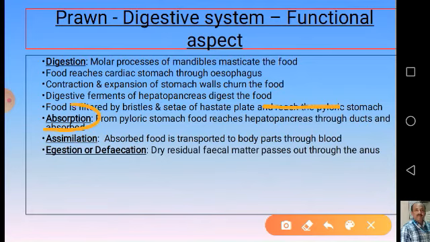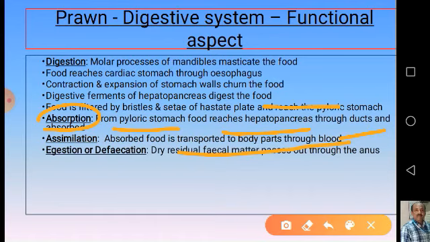So the next step is absorption. From the pyloric stomach, food reaches the hepatopancreas through ducts, where it is absorbed, and if any remaining food is not absorbed, then after entering the midgut, the remaining food is also absorbed. Then the undigested residue is passed on to the next portion, that is the hindgut. And the absorbed food is transported to all body parts through blood.